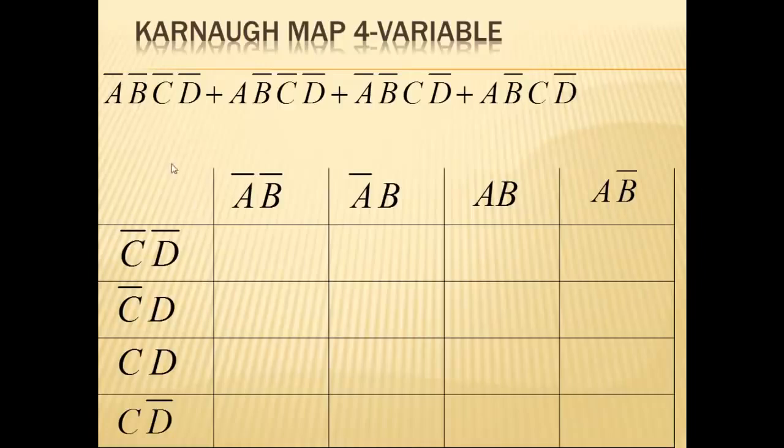So we've got A naught, B naught, C naught, D naught, which is right here. We've got A, B naught, C naught, D. We've got A, B, C, D naught. And you've got A, B naught, C, D naught, which is right here. Wow, it doesn't look like we can do anything, really.